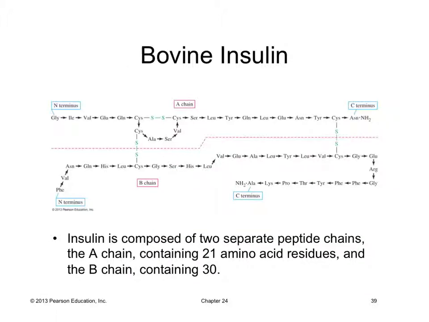Bovine insulin is comprised of two polypeptides, an A chain and a B chain, that not only have an intramolecular disulfide bond within the A chain, but also disulfide bonds between the A and B chains, so it has an intermolecular disulfide bond.